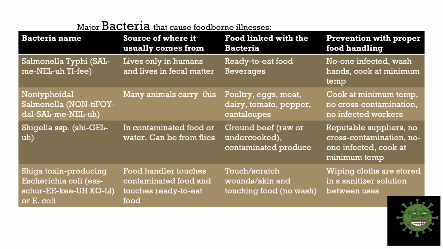The last bacteria here is Shiga toxin-producing E. coli. The source of where it usually comes from is food handlers who touch contaminated food and then touch ready-to-eat food, which we discussed in the cross contamination slides in the last chapter. The food is linked with this type of bacteria usually because of touching or scratching wounds and skin, and touching food without washing your hands. Prevention with proper food handling is the obvious: washing hands and also using wiping cloths that are stored in a sanitizer solution between uses. We've also discussed this in the previous slide.